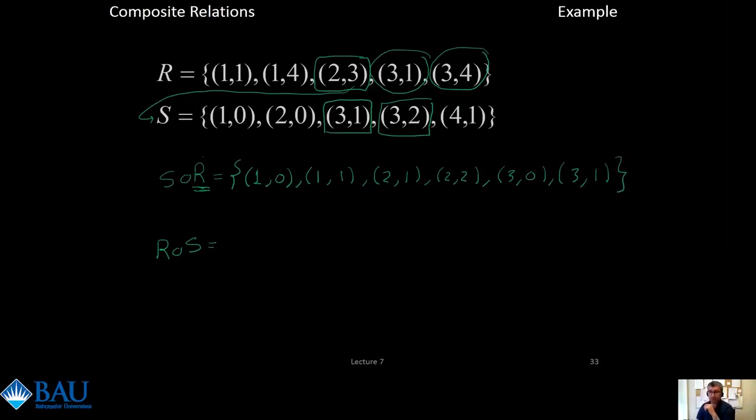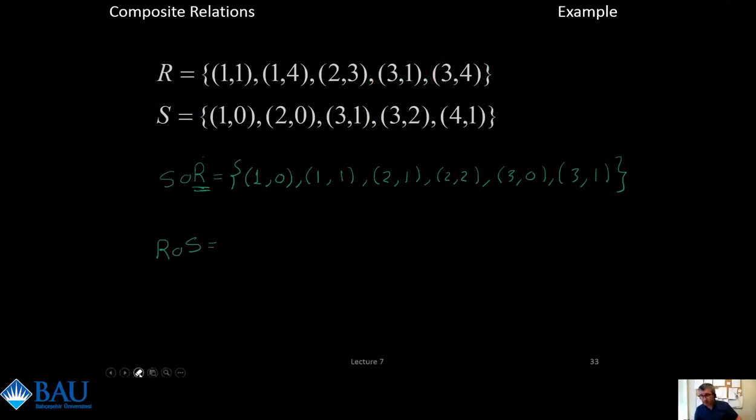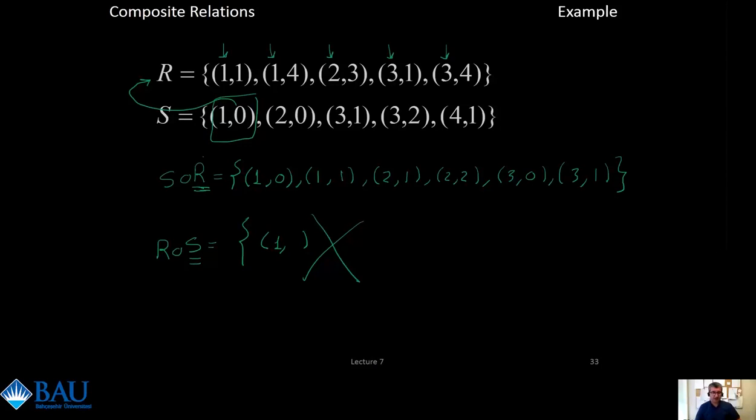This is S∘R. Now think about R∘S. Let's start from S. Pick up the first number, 1 and 0. Write 1, put 0 in R. Can we put 0 in R? None of the inputs is 0. Look at them, none of them is 0. It means this R∘S is not defined. We have just S∘R.